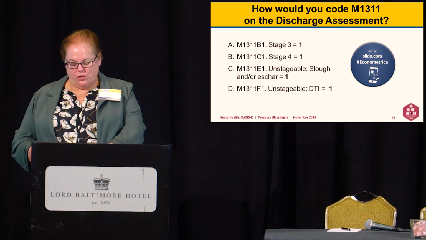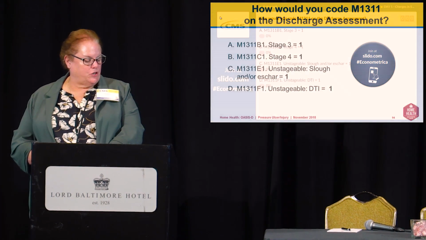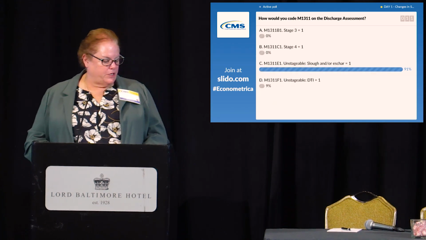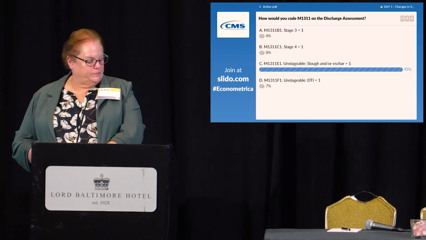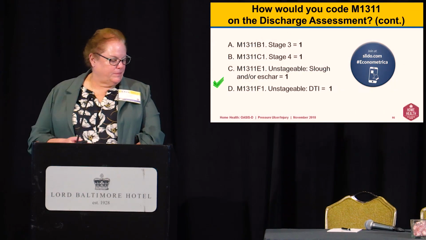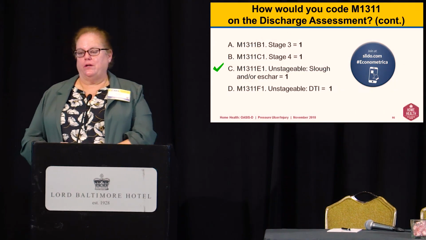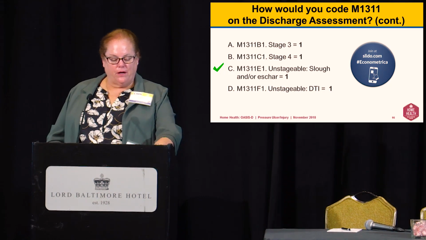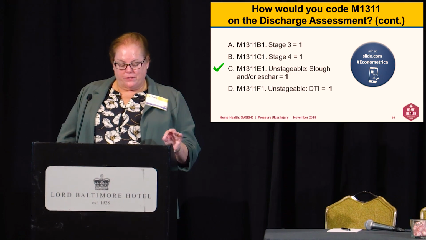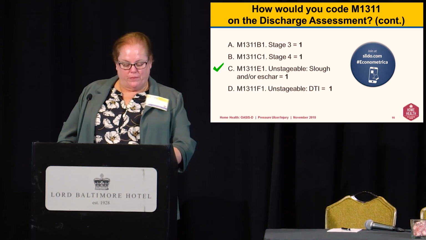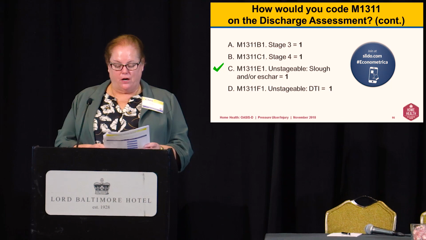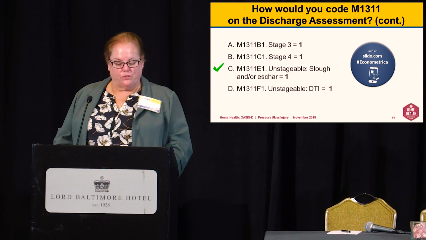Now we go to discharge. How are we going to code this assessment at discharge? A stage 3, a stage 4, unstageable due to slough or eschar, or unstageable due to deep tissue injury. And the answer is unstageable due to slough or eschar. So again, in this scenario, they came in with a deep tissue injury. It declared itself as a stage 3, and now the pressure ulcer remains. This pressure ulcer gets covered with slough or eschar, and so is unstageable due to that.